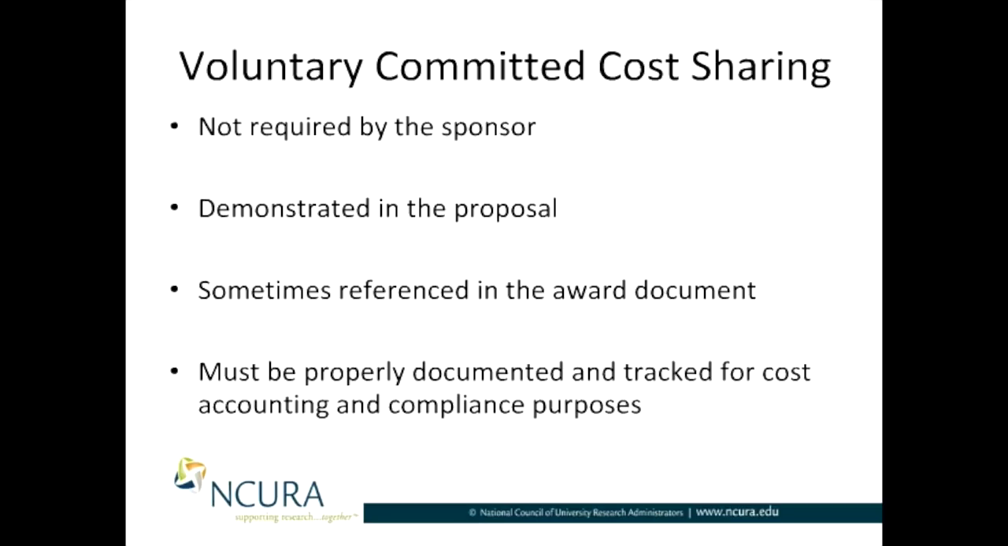Voluntary committed cost sharing is not required by the sponsor, but it's demonstrated in the proposal. And so this is a choice that an institution makes to put cost sharing in, and we can do this in a few different ways. We'll talk more later about decisions to engage in cost sharing, but for something to be voluntary committed cost sharing, it should be demonstrated in the proposal.